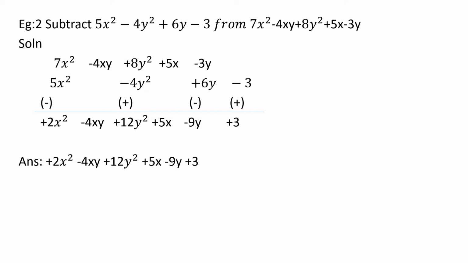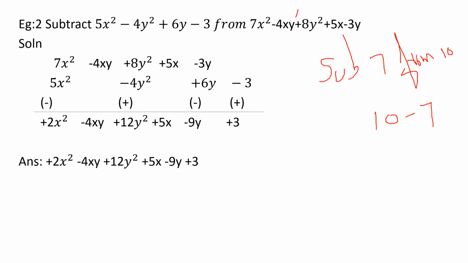For example, if I am writing subtract 7 from 10, then how you will subtract, children? You will write 10 first. From 10 you want to subtract 7, right? So I'll write 10 minus 7. The same method only we are following here. You want to subtract 5x square minus 4y square plus 6y minus 3 from this term. So we'll write this equation first.